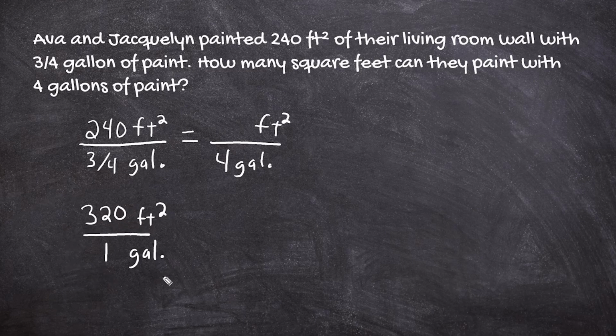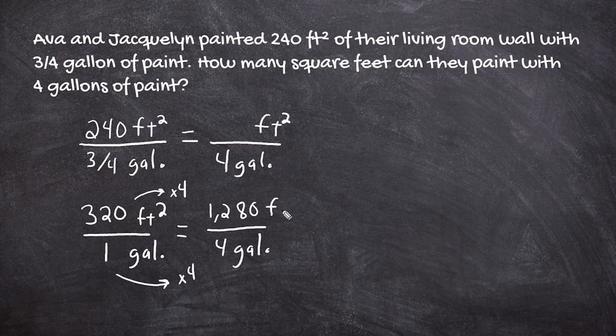Now what we can do is set that equal to 4 gallons. And we can see that this denominator here gets 4 times bigger, which means this numerator would get 4 times bigger. And 320 times 4 is 1,280 square feet.